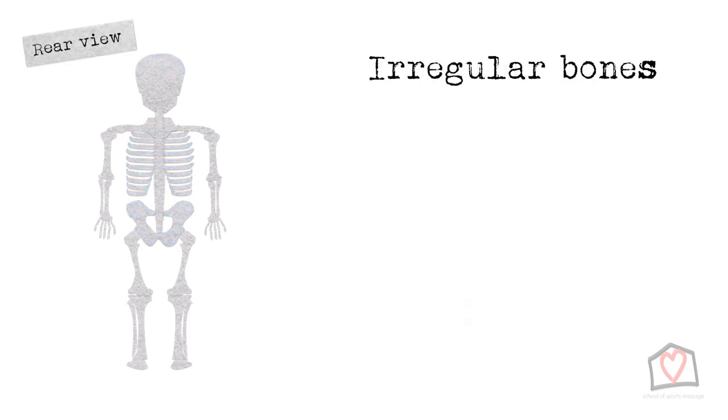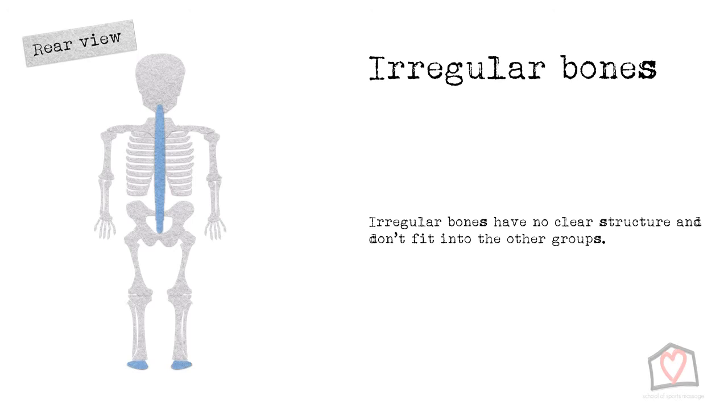The vertebra and calcaneus or heel bone can be described as irregular bones. They have no clear structure and therefore don't fit into the other groups.